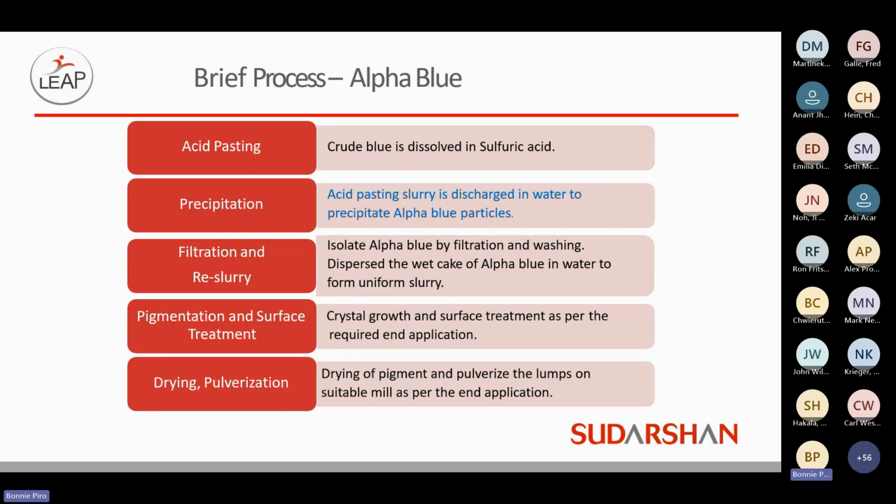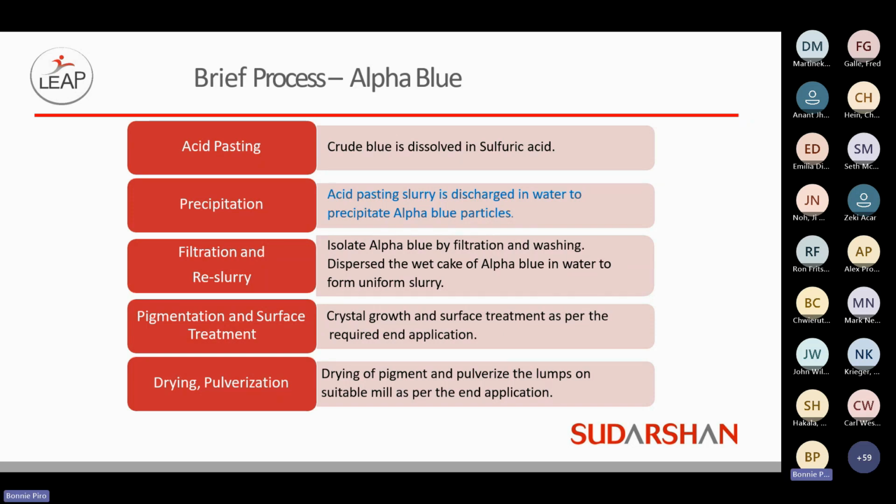For the alpha blues, the first step for that crude is to fully dissolve it into sulfuric acid. This is a terminology that is used, and it's called acid pasting. Once that crude is completely dissolved, it's then precipitated out to create the alpha blue particles. So it's this precipitation process that aligns the copper atoms as they need to be for those alpha pigments.